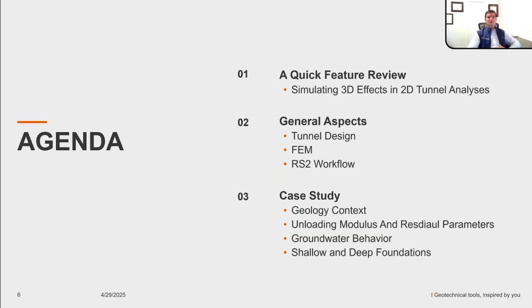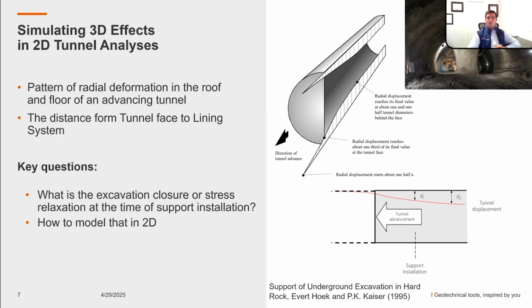So what I will talk about is simulating 3D effects in 2D tunnel analysis. If you're looking at the image here, for tunneling, we have a lot of sequence of excavation and support installation. Different regions of the tunnel will be excavated in different sequence. It's a pretty complex problem. One key thing is the profile of deformation. This one shows the pattern of radial deformation in the roof and floor of an advancing tunnel.